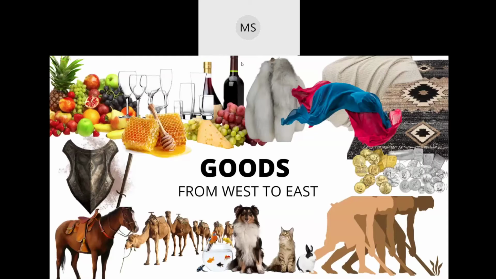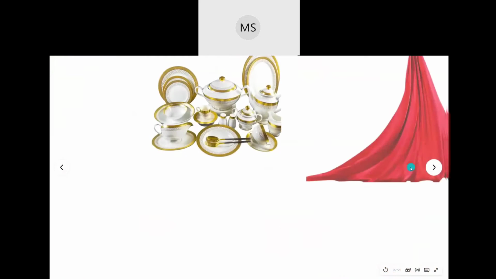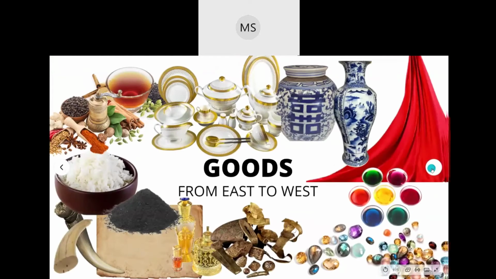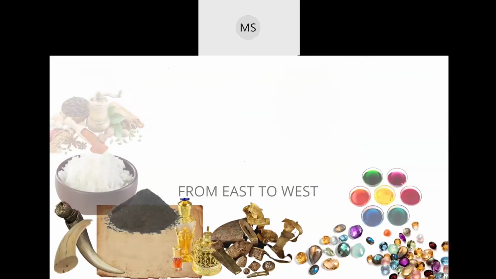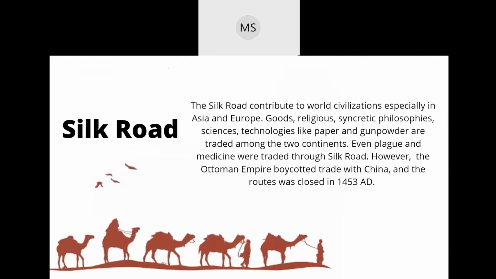slaves, weapons and armor. While from the east to west, the goods included are silk, tea, dyes, precious stones, chinaware, which includes plates, bowls, cups, vases made in China, porcelain, spices such as cinnamon and ginger, bronze and gold artifacts, medicine, which at that time also mostly used spices as the main ingredient. Perfumes, ivory, rice, pepper, and gunpowder.